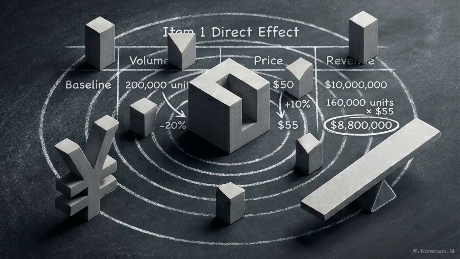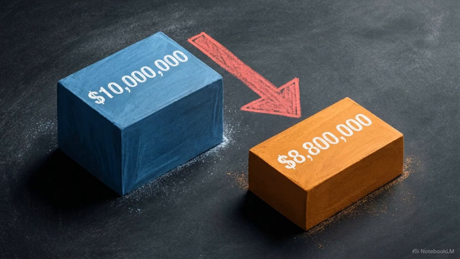First, we adjust the baseline for Item 1. Applying the 10% increase to the original $50 price yields a new unit price of $55. Next, we factor in the elasticity. The 20% volume penalty drops the expected sales down to 160,000 units. Multiplying the remaining units by the new price produces a revised revenue of $8,800,000. This is a direct reduction from Item 1's original baseline revenue of $10 million.